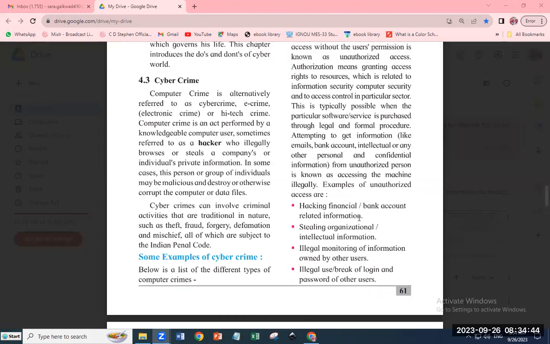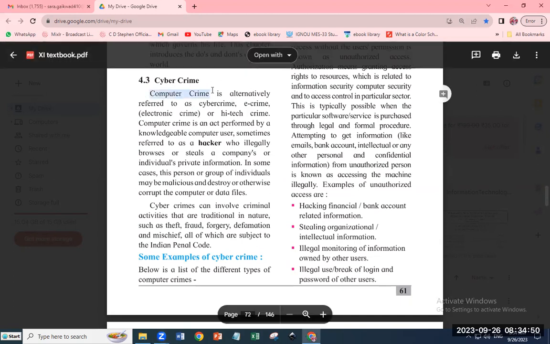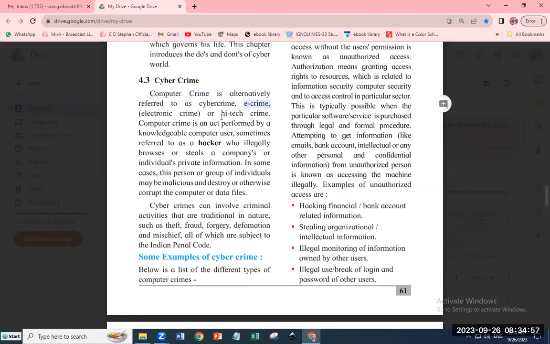Cyber crime is alternatively referred to as computer crime. I can also call it e-crime, that is electronic crime, or I can call it high-tech crime also. So many different names: computer crime, cyber crime, e-crime, high-tech crime.